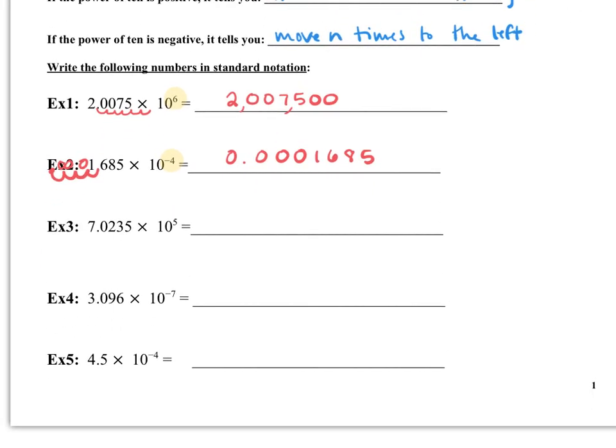So there's 3 more here. I want you to try these on your own. You're going to look at your power of 10 and decide which direction you're moving your decimal point and how many spaces you're moving it. And your final answer in standard notation will go on this line. Pause the video, press play when you're ready to check your answers.